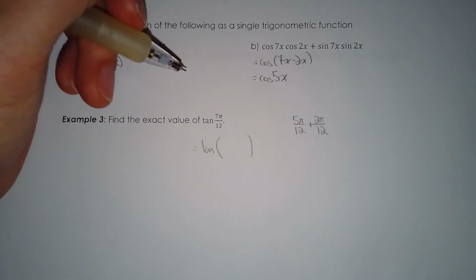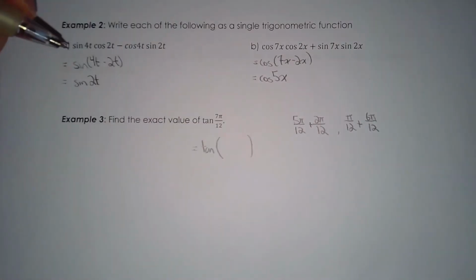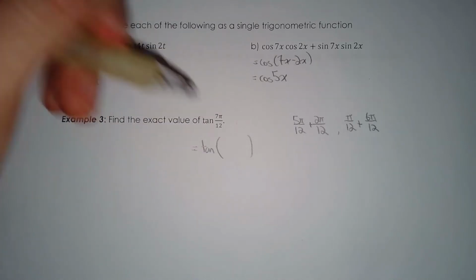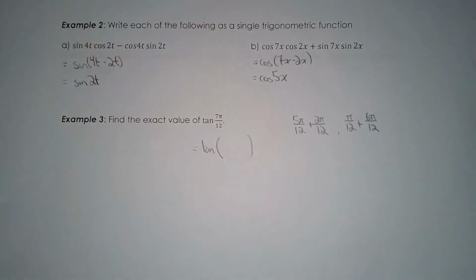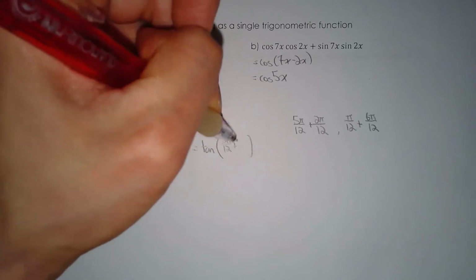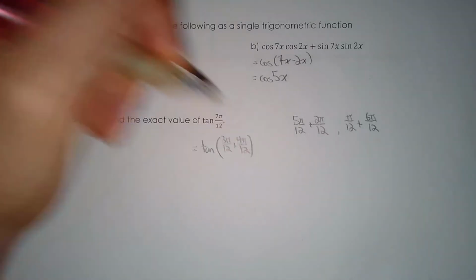I'll show you another bad way of breaking apart 7 pi over 12. Another bad way would be pi over 12 plus 6 pi over 12. So what's a good way? Those are two ways of expressing 7 pi over 12 as a sum of two angles. A good way would be 3 pi over 12 plus 4 pi over 12.